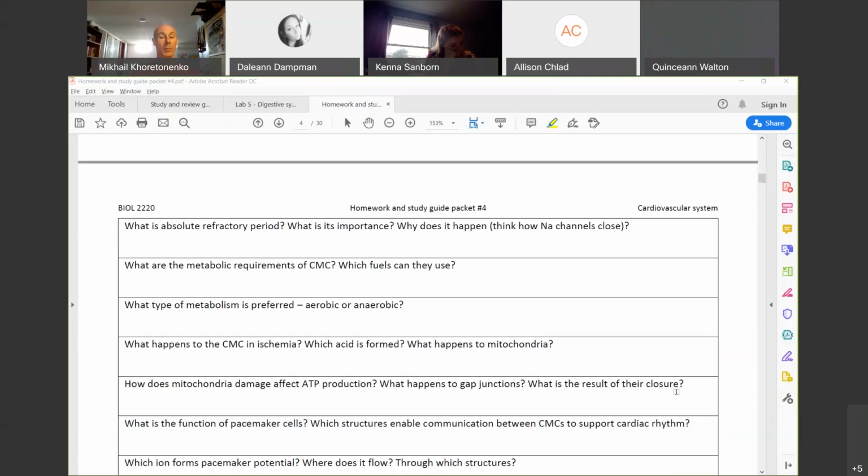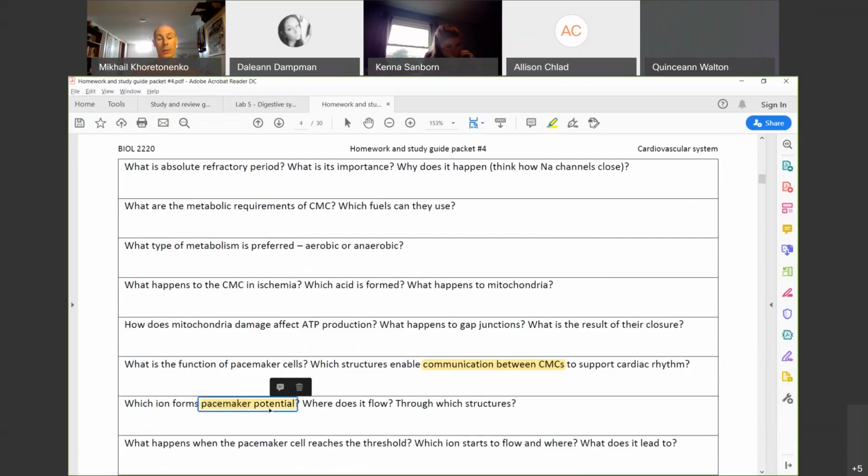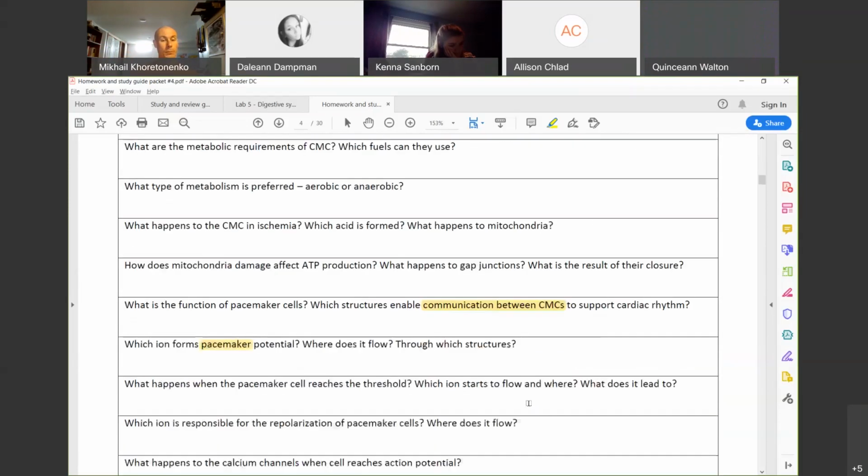Pacemaker cells set the cardiac rhythm. Gap junctions enable communication between cardiomyocytes to support cardiac rhythm. Pacemaker potential is formed by calcium. Sorry, no, not calcium, sodium. Pacemaker potential is formed by the influx of sodium through the slow leaky sodium channels, which flows into the cell.